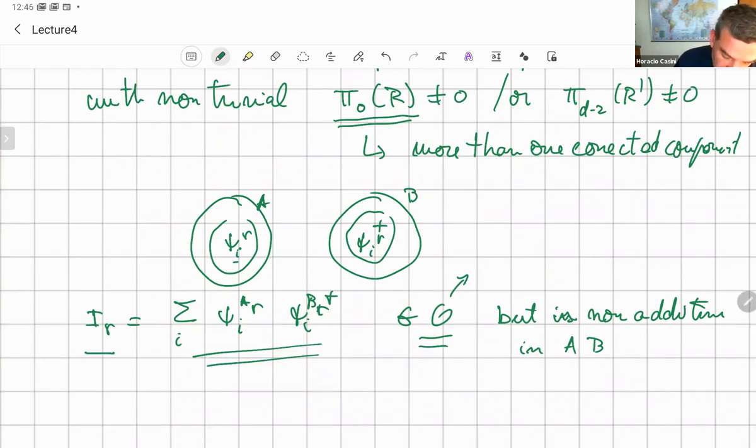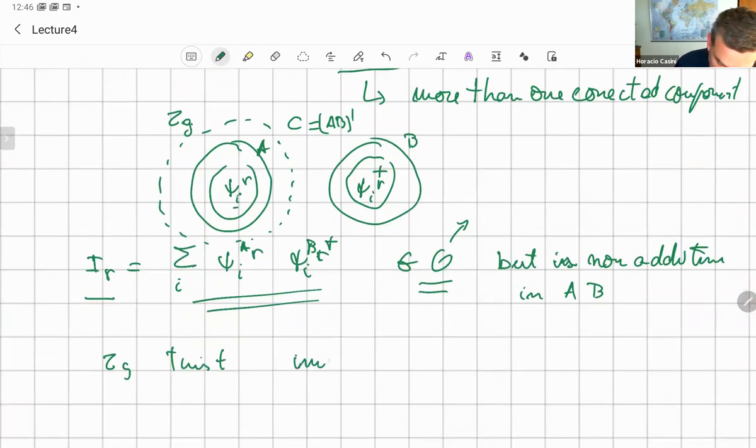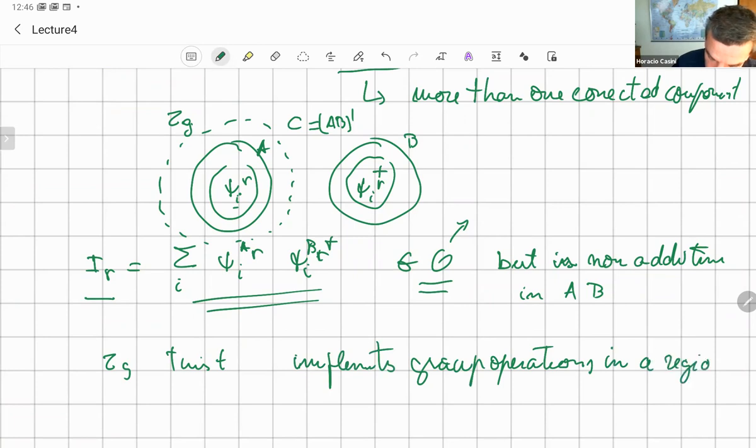And what happens in the complementary region, that we can call C? Well, there should be another operator, a dual operator, which is called the twist. It is just the operator that implements group operations in a region. So this twist operator implements the group operation here, but nothing outside. It leaves operators outside invariant.